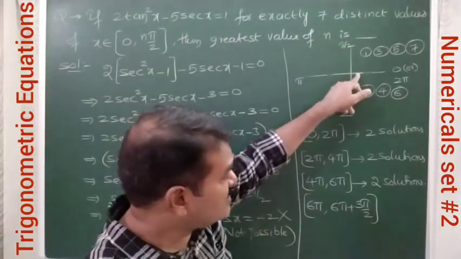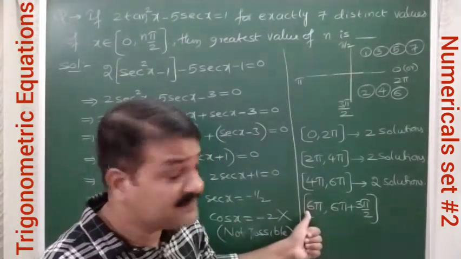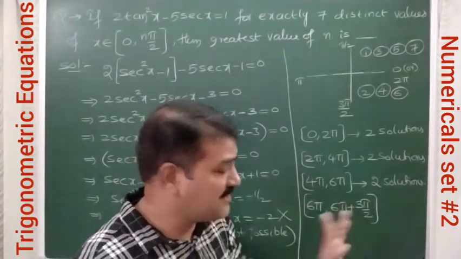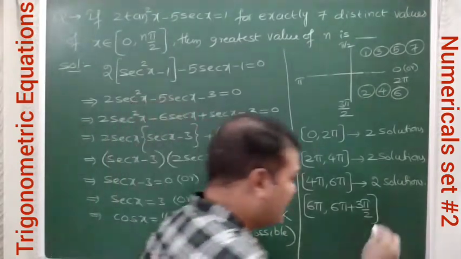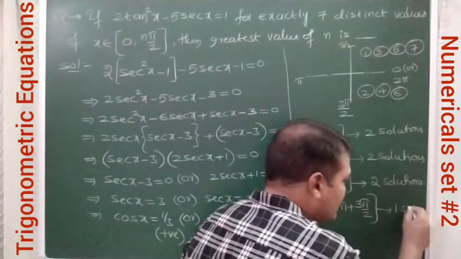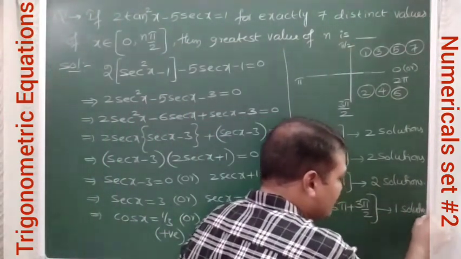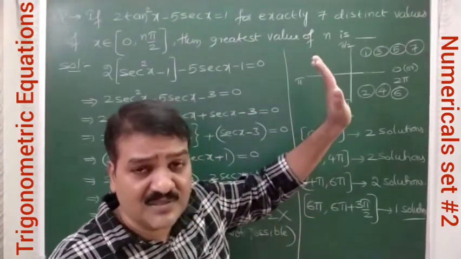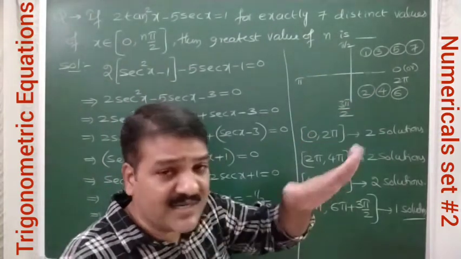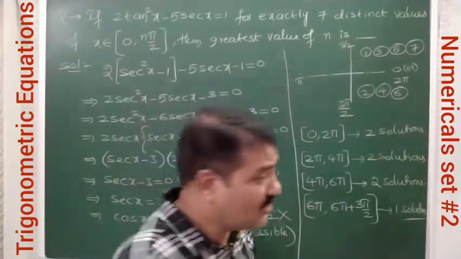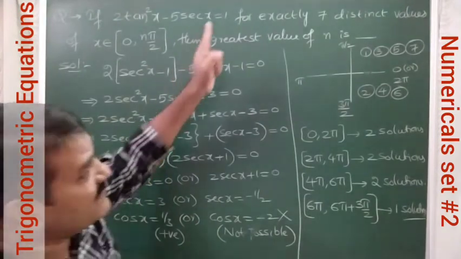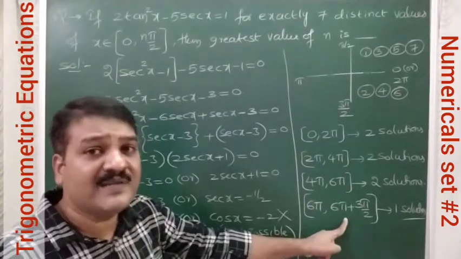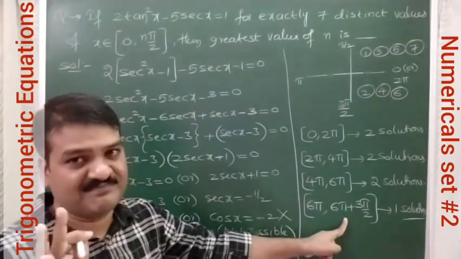So in the fourth cycle, starting from 6 pi, you can travel up to 3 pi by 2. So 6 pi plus 3 pi by 2 is the maximum distance that we can travel. So here only one solution you will definitely get, in the first quadrant. We are not entering the fourth quadrant, so we will not get an eighth solution. So maximum 7 solutions must be there, which means this is the maximum limit that you can actually cover.